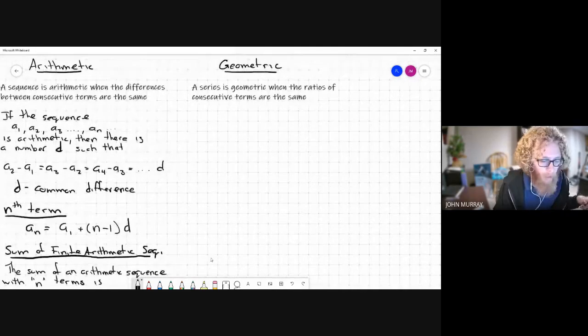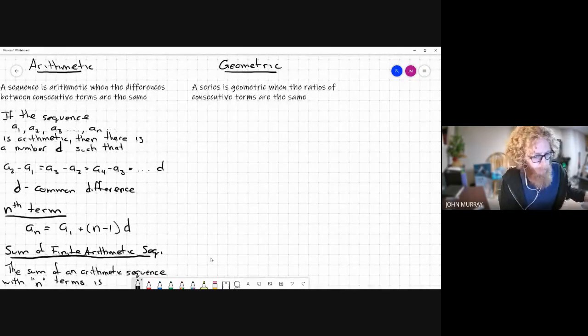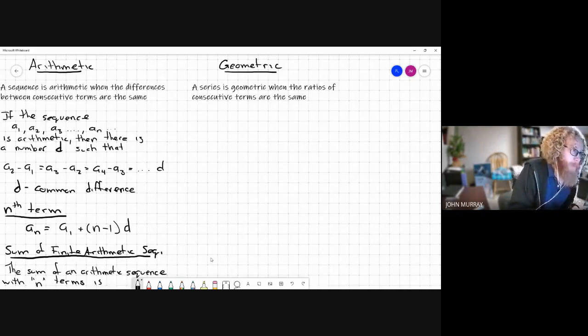I'll come back to that if you need it. Now, geometric is similar. There's a pattern, but slightly different.